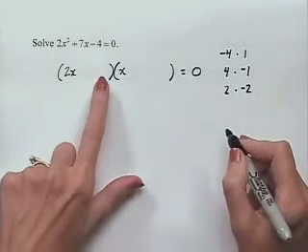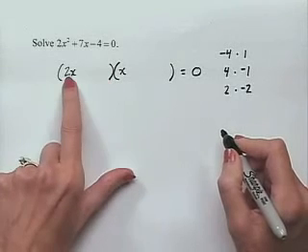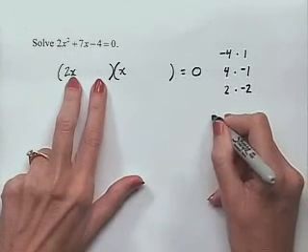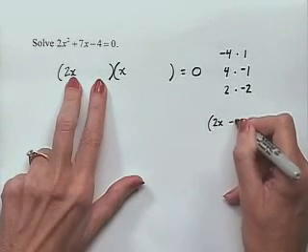If we put the negative 4 in with this first term, notice that we would have a common factor. Let's just write that over the side. We would have 2x minus 4.